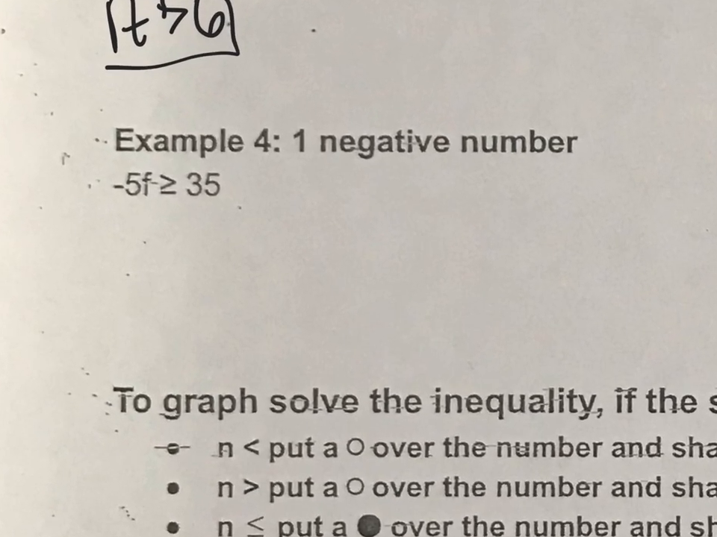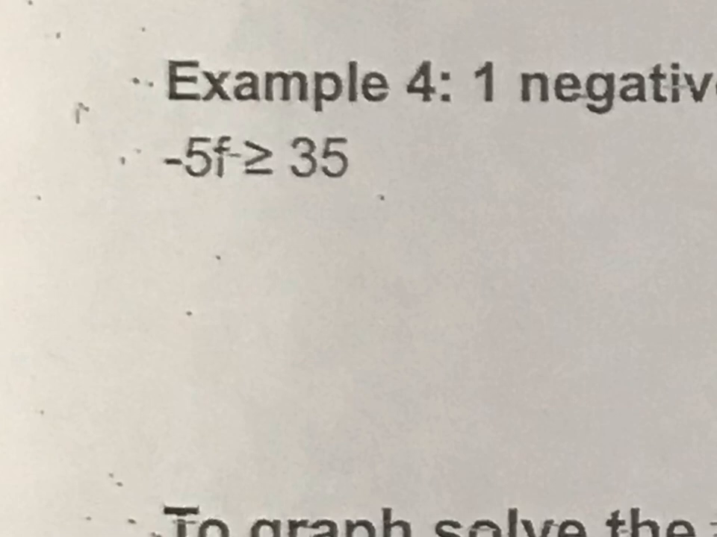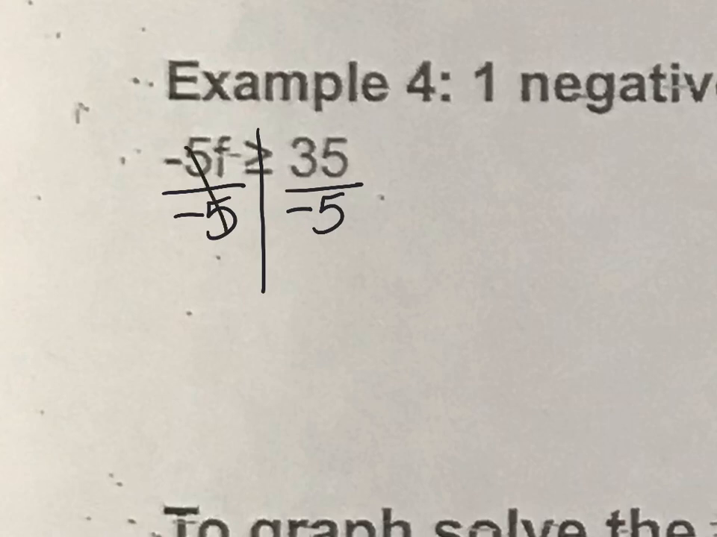Example here. One negative number. Now here's where if we multiply or divide by a negative, we're going to flip the sign. So we'll draw our line. Negative 5 and F are multiplying, so the opposite is to divide. Divide both sides by negative 5. We have F left over here, 7. And then we're going to flip the sign to this way. And it's going to be negative 7 because we multiplied or divided by a negative. You have to flip the sign or it makes it not true.